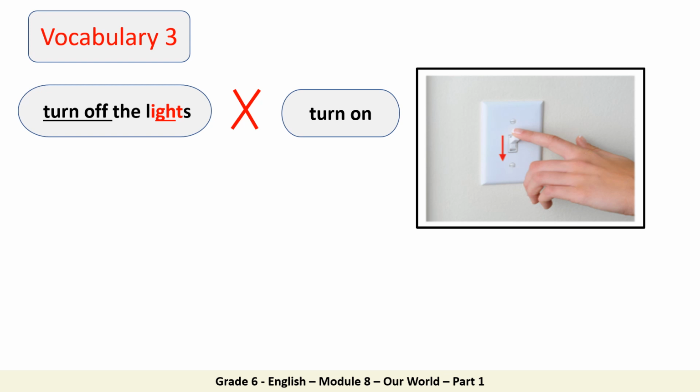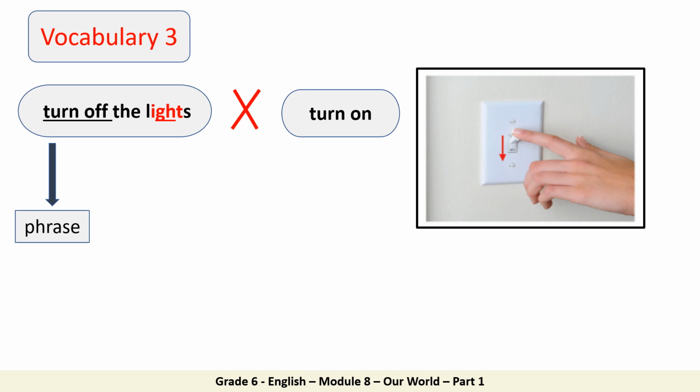Okay, about the whole phrase, turn off the lights, we cannot specify it as a noun or a verb or an adjective, right? So we call it a phrase. A phrase means a compilation of words together that do not form a complete meaning or a complete sentence.